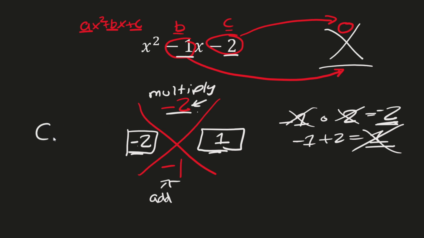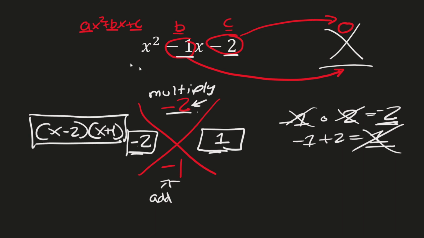We basically have x minus 2, it's plus whatever this number is, which is -2, times x plus this number, plus 1. And that's the factor. You just factored this quadratic function here, and these are the two answers.